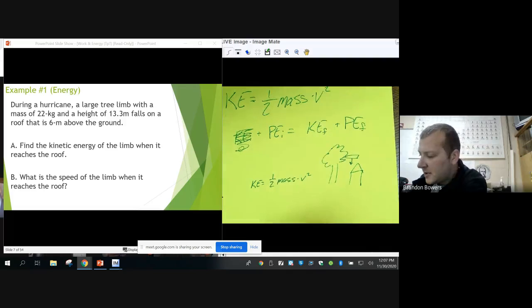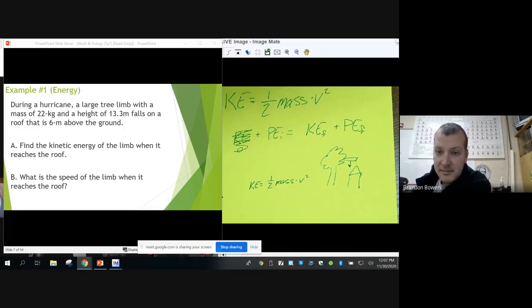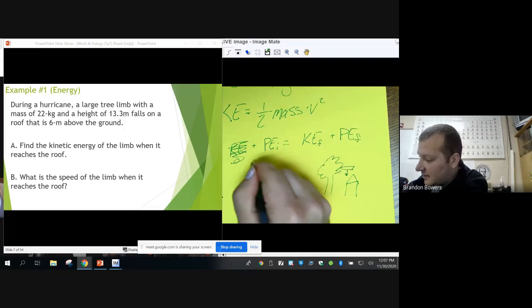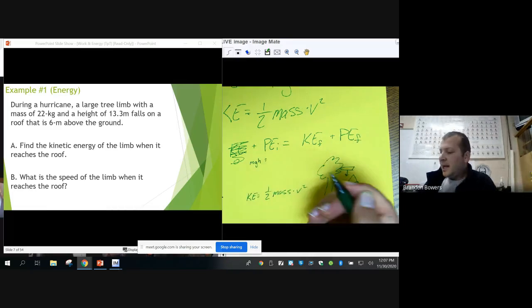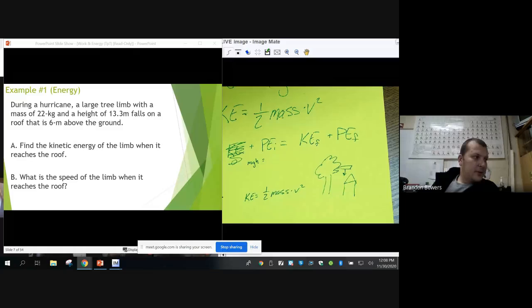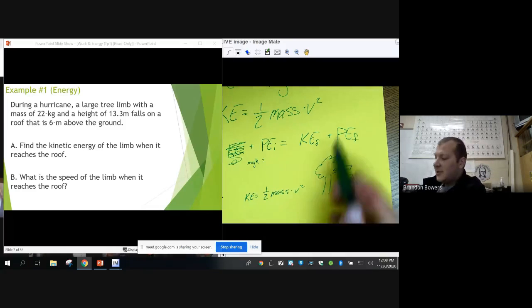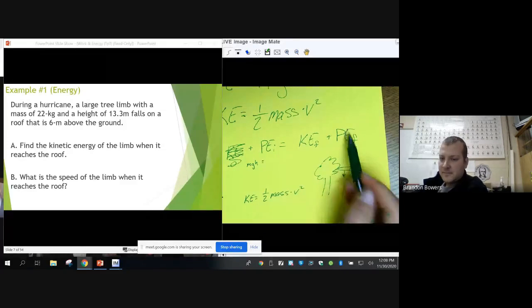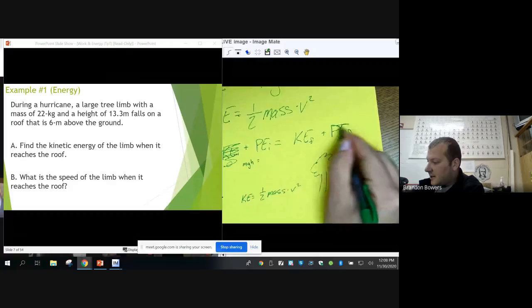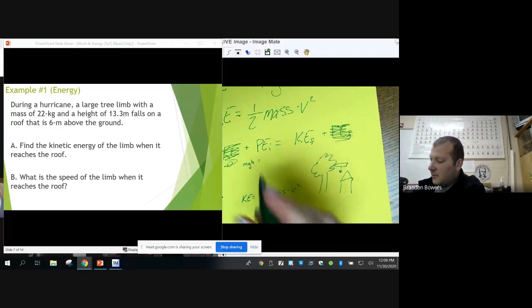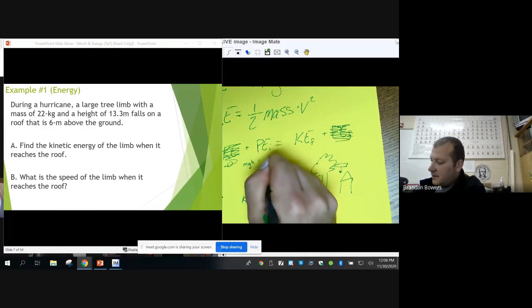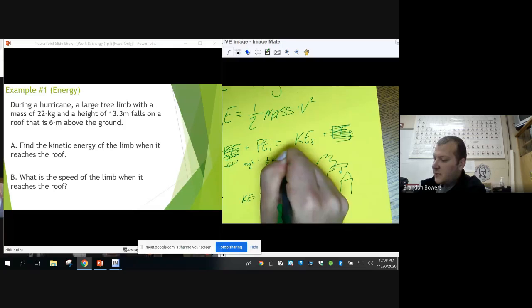So my potential energy is going to be the mass times gravity times height. All right. And then when it hits the roof, what's my potential energy going to turn into? 0. That's going to be 0. So that's going to equal half the mass times velocity squared.